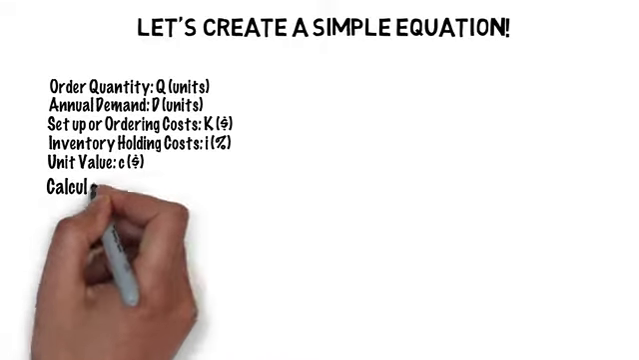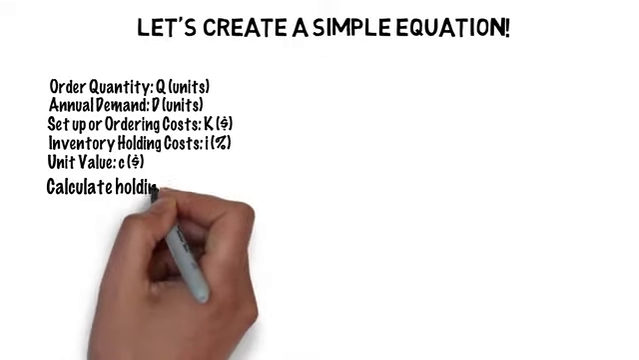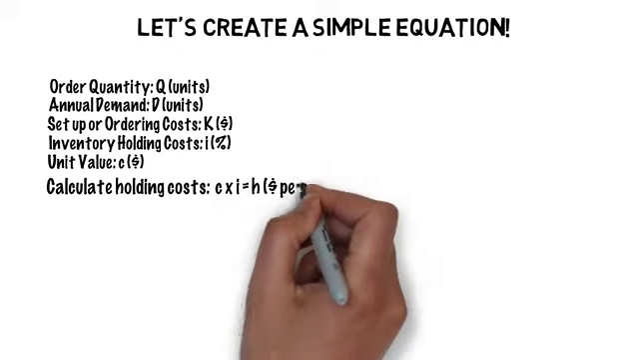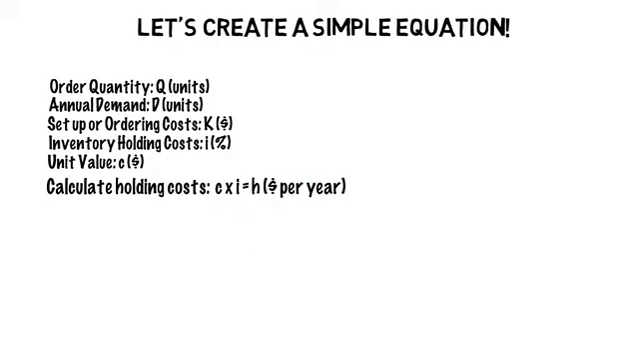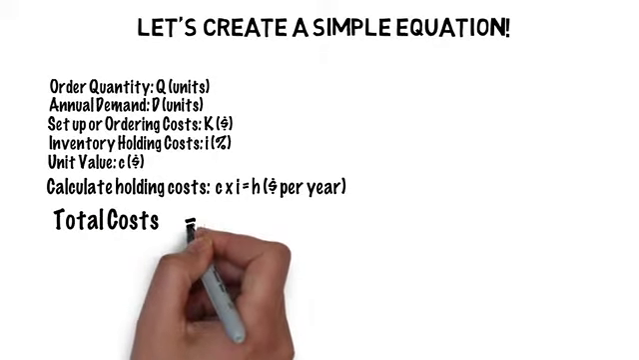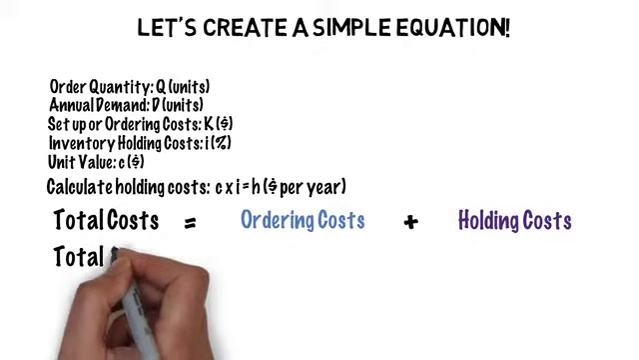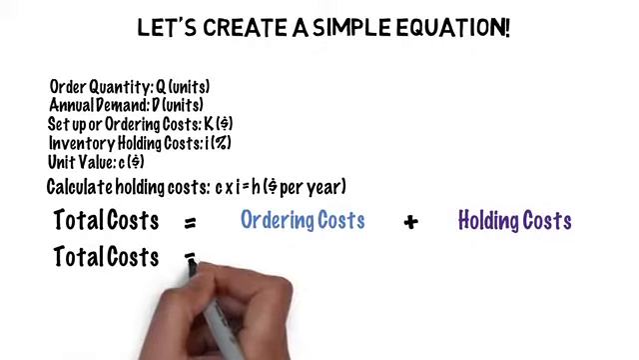You can calculate the holding cost per unit per year by multiplying the cost of the item C by the holding cost I. Let's denote this as H, which is expressed in dollars per year. Based on a previous discussion, the total cost of inventory is the sum of your holding and your ordering costs. Now let's take a moment to think through how you would calculate these two costs.